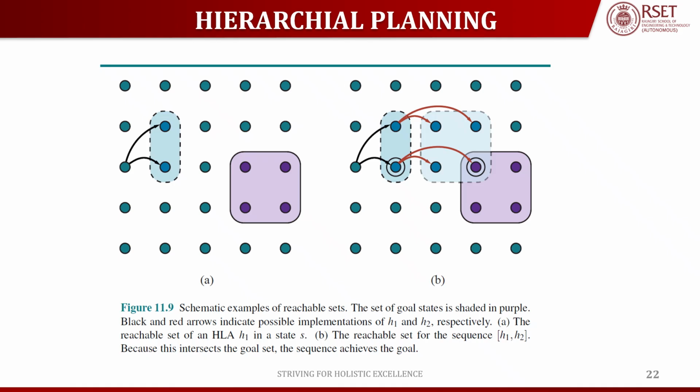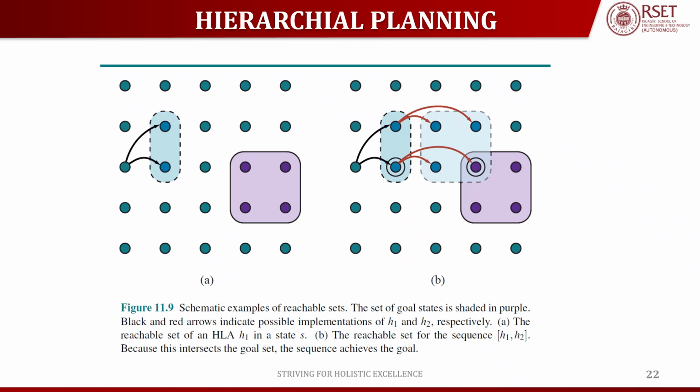In part B, when the high-level action is refined into more detailed steps, new paths appear. The black and red arrows show different possible refinements, or sequences of actions, that it can perform. The main idea is that the reachable set of states from the refined step must intersect with the goal area. If at least one refined path reaches the goal, then the high-level plan is valid.